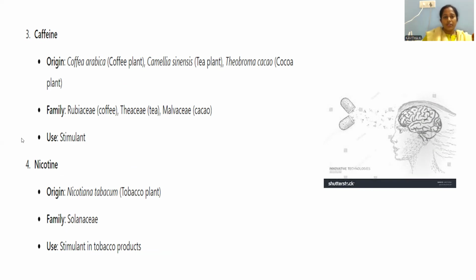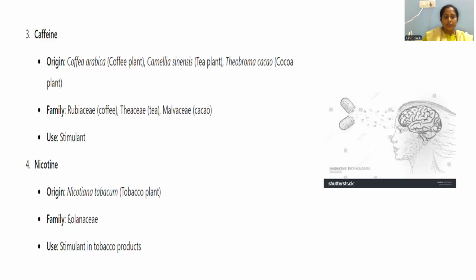What is the purpose? If we consume tea, coffee, or chocolate, what happens? Our brain activity will be enhanced. Compared to normal, sedation will be reduced, and we get some stimulation. That is the reason why consumption of coffee, tea, and cocoa, meaning chocolates, at the optimum level gives proper functioning of the nervous system. The stimulant activity enhances brain activity. The coffee plant belongs to the Rubiaceae family, tea belongs to Theaceae, and cocoa belongs to the Malvaceae family. By consuming chocolate also we improve our activity. These three are the origin of caffeine, and stimulation is the most common property.